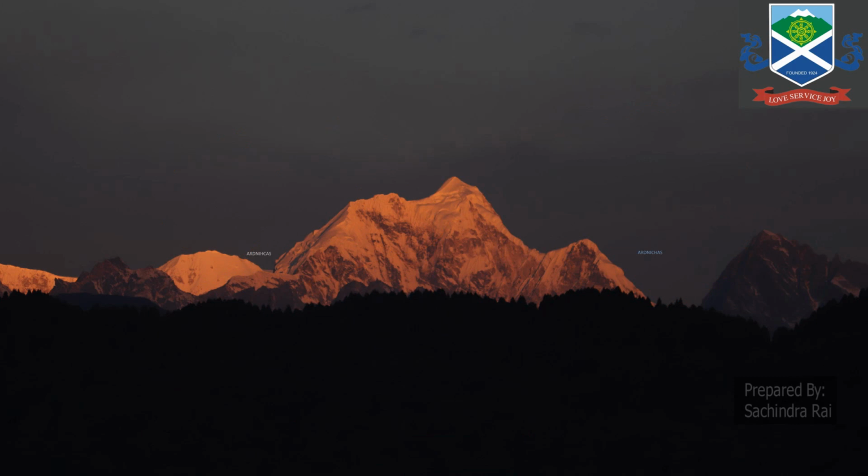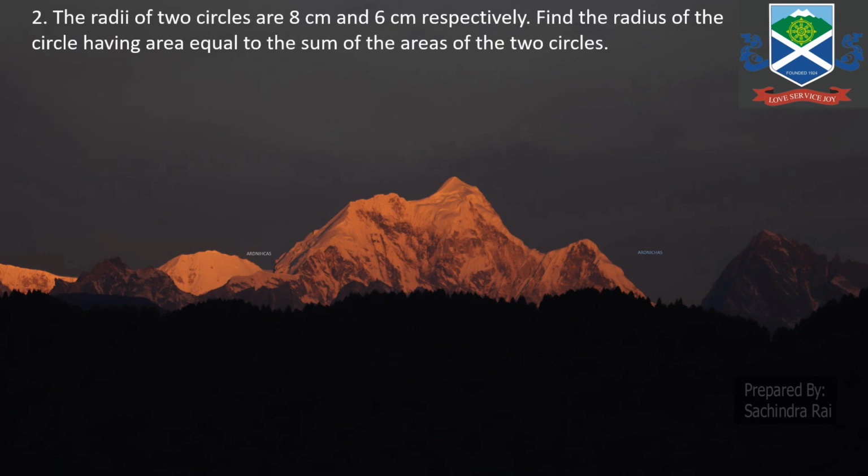Let us read the second question. The radii of two circles are 8 centimeter and 6 centimeter respectively. Find the radius of the circle having area equal to the sum of the areas of the two circles. This question and the first question look similar, but the first one talks about the circumference of a circle and the second one talks about the area of a circle.